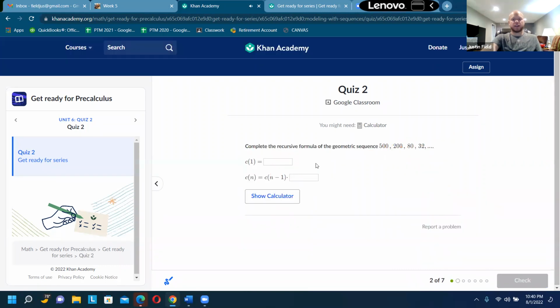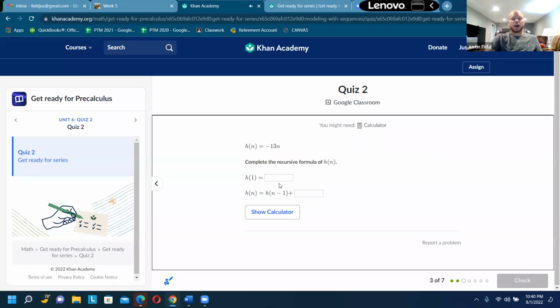Hey, still got it. Okay, so geometric sequence, that means we are taking subsequent terms and dividing them. And the first term is 500, as we can see. And so the common ratio, we can take any two terms if we know it's geometric. So I'll just take the first two, 200 over 500. But of course we don't need to leave it unsimplified. I mean, pre-calculus. What are we, elementary school students?